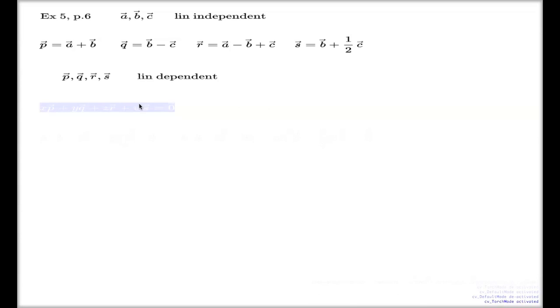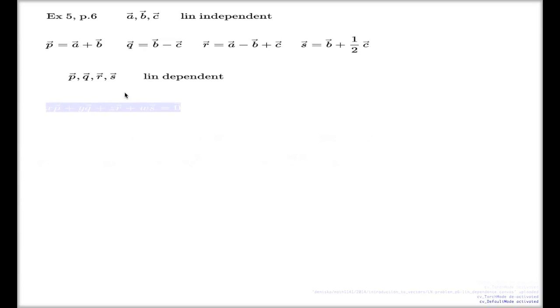Right, so all we have to do is pick up the definition of linear dependence. I just showed it to you before, and I will try to quote it now. So the definition says this: we have to look into a linear combination of these four vectors. Here it is.